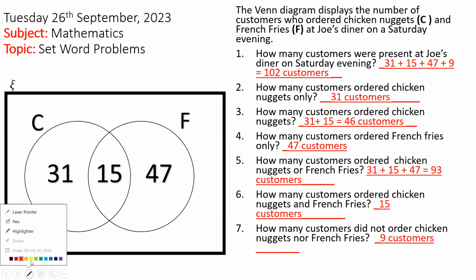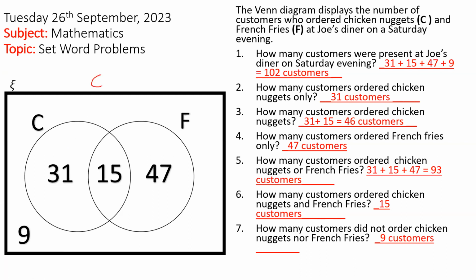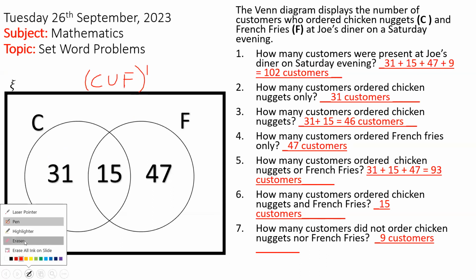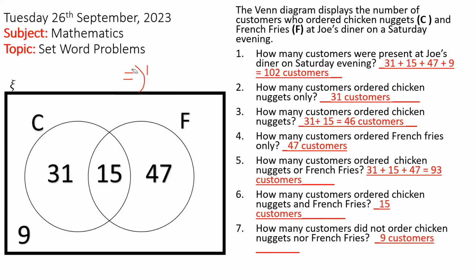Very good. So you're looking at C union F complement. We do not want anything inside the bracket. We just want the outside. Very good, Zaria. So C union F complement is talking about only the people who are on the outside. Based on this question, how many customers did not order anything at Joe's Diner on Saturday evening? 9, very good. 9 customers.